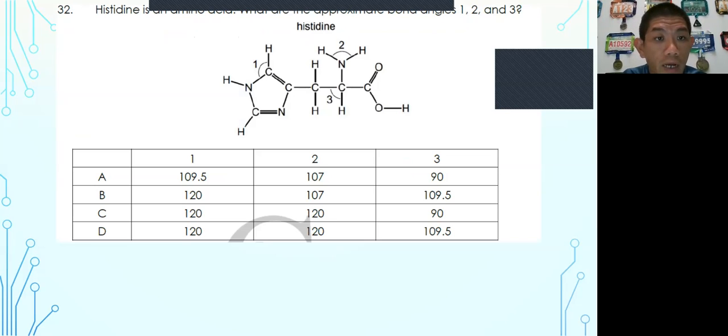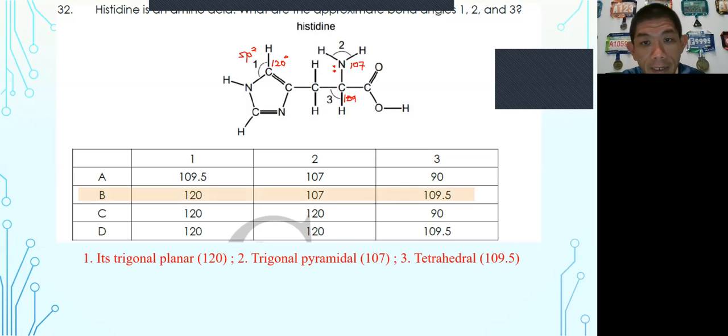Okay, then we have 32. Histidine is an amino acid. What is the approximate bond angle for 1, 2, and 3? So you have to understand that number one is sp2 hybridization, so with the angle at 120 degree. And then number two, in amine, you have a lone pair electron in here. So this will make this shape become trigonal pyramidal. So this is 107. This one has 4 bond pair electrons, so this is tetrahedral. So tetrahedral is 109. Okay, so the best answer in here will be B.